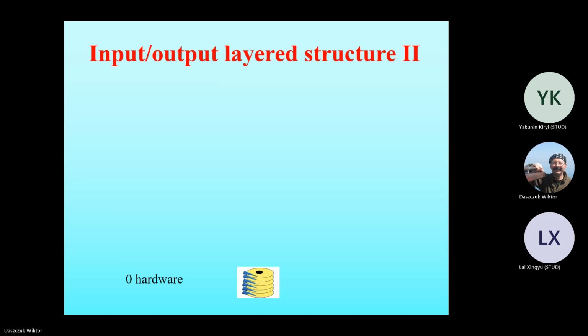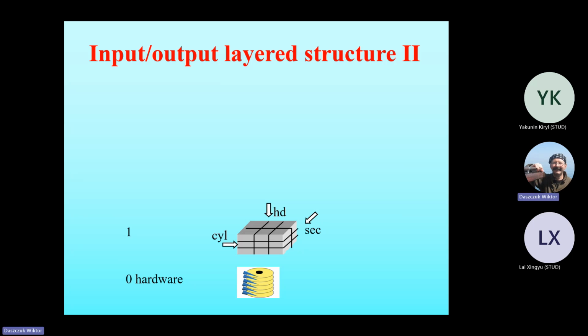So the levels of access to the disk could be specified, for example, in such a way. On level 0, we have hardware. It is the physical disk with operations like move heads, activate heads, deactivate heads, and read a sector or write a sector.